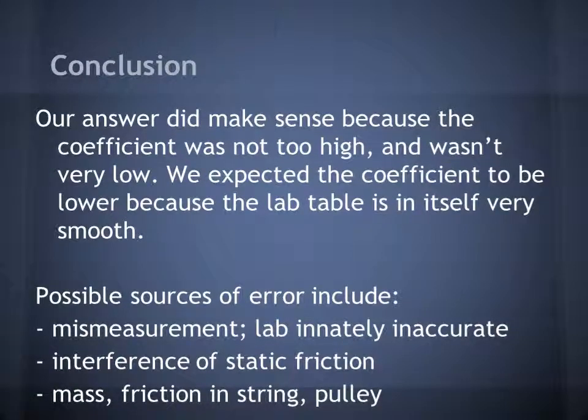So reflecting on our experiment, our answer does make sense, since the coefficient we calculated wasn't too high and it wasn't insanely low. We did expect the coefficient to be lower, however, because as we all know, the lab table is very smooth and objects tend to move around it very easily. Of course, this discrepancy can be attributed to a myriad of errors. For example, there may have been mismeasurement, lab inaccuracies, also known as human errors in our experiment. Of course, these are not controllable and probably affected our result in undesired ways.